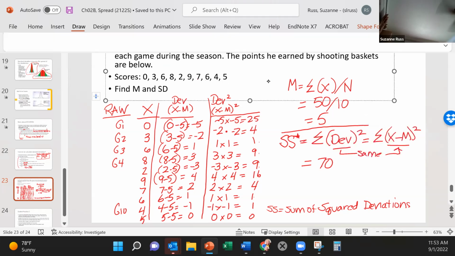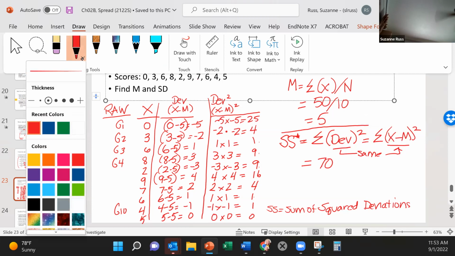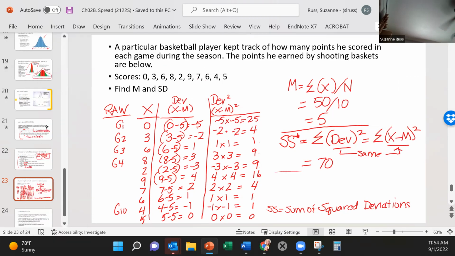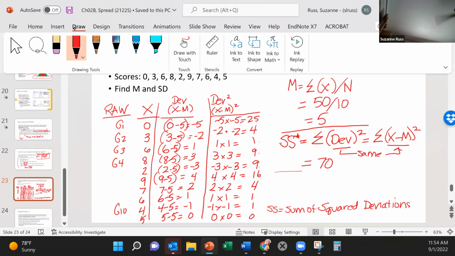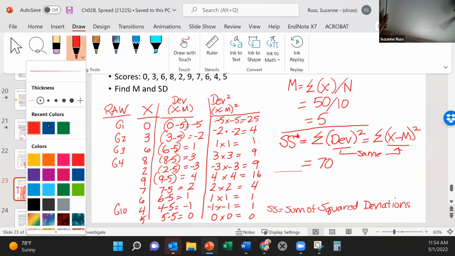Next, I think I'm going to get a different pen so this isn't so filled up with red. Sorry, I didn't get the pen I was going for.